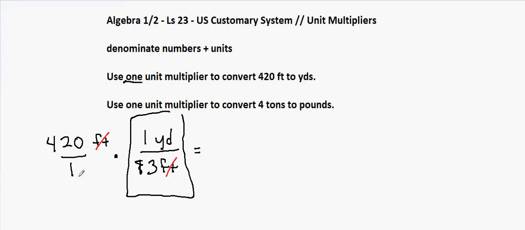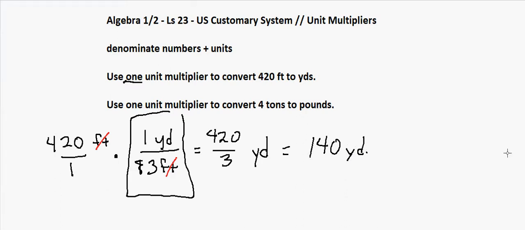We have a yard left over. There's nothing to cancel it, so our answer is in yards. Just 1, not squared or cubed. 420 times 1 over 3. Is that reduced? Add your digits. And 6 is divided by 3. Therefore, 420 must be divisible by 3. 420 divided by 3 will be 140 yards. You show it that way. Remember your label, or it's half off.